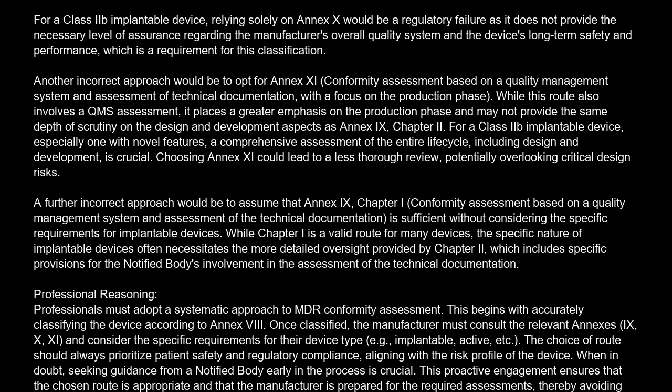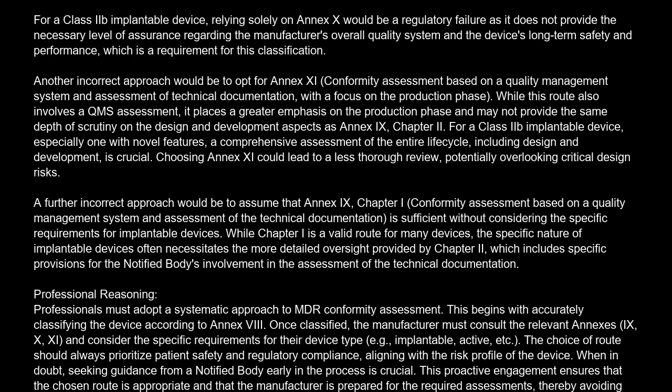A further incorrect approach would be to assume that Annex IX, Chapter I, conformity assessment based on a quality management system and assessment of the technical documentation, is sufficient without considering the specific requirements for implantable devices. While Chapter I is a valid route for many devices, the specific nature of implantable devices often necessitates the more detailed oversight provided by Chapter II, which includes specific provisions for the notified body's involvement in the assessment of the technical documentation.